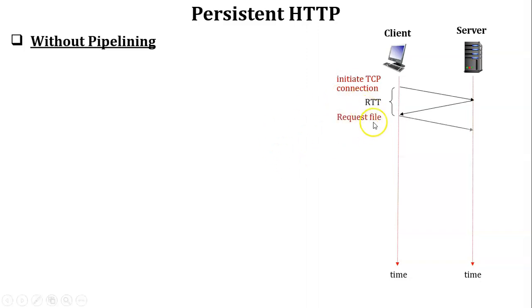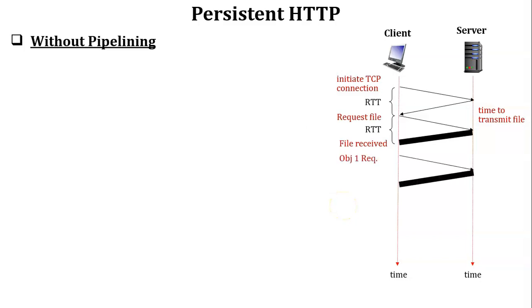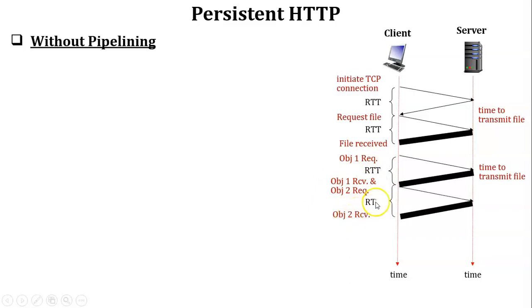Then the client sends a file request to the server. The server sends a file with a response message. It uses another RTT. For example, in that received file there are two objects. The client wants to access those two objects from the server. First of all, the client sends the object 1 request. The server will respond with object 1, and object 1 is received at the client side. It uses one RTT. Now the client sends the object 2 request to the server. The server sends object 2 and it is received at the client side. It uses one RTT.